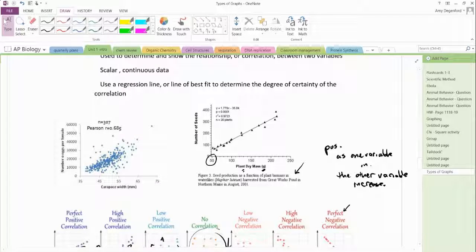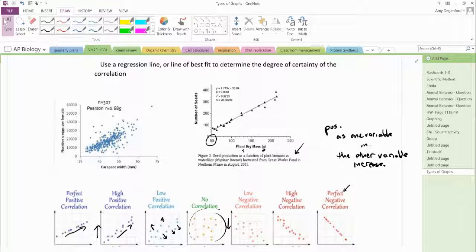Here's where we really want to look at a regression line or a line of best fit to determine the degree of certainty of the correlation. So there are measurements, and some of you have learned this in your math class. There are measurements to determine how closely these data points fit to a line. And we can use these formulas to determine that.